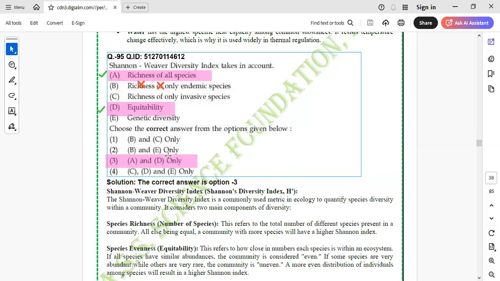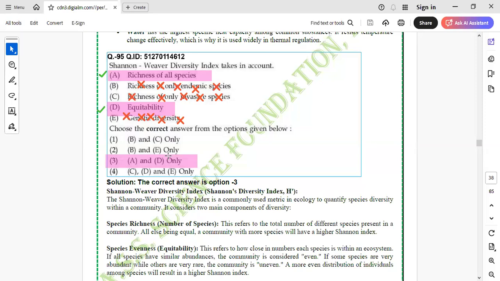Richness of only endemic species, no. Richness of only invasive, no. Genetic diversity, no. So richness of all the species and equitability, right? We could have thought of genetic diversity if it had been in an option with A and D, but there is no such option. So the correct answer here is the third.